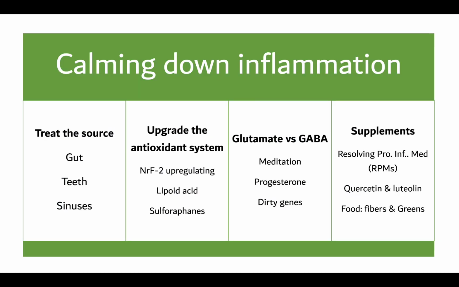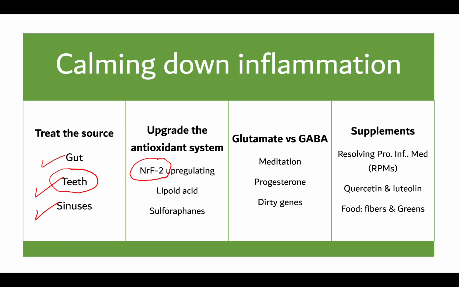Now, how to calm down inflammation? We need to know the source. First, the gut and the teeth and the sinuses. So about the teeth, don't ignore your teeth, please. And there is a system in the body called NRF2, nuclear factor 2. This nuclear factor 2 is responsible for stimulating the genes which are responsible for detoxification, removing the toxins from the body, including the toxins of the bacteria.